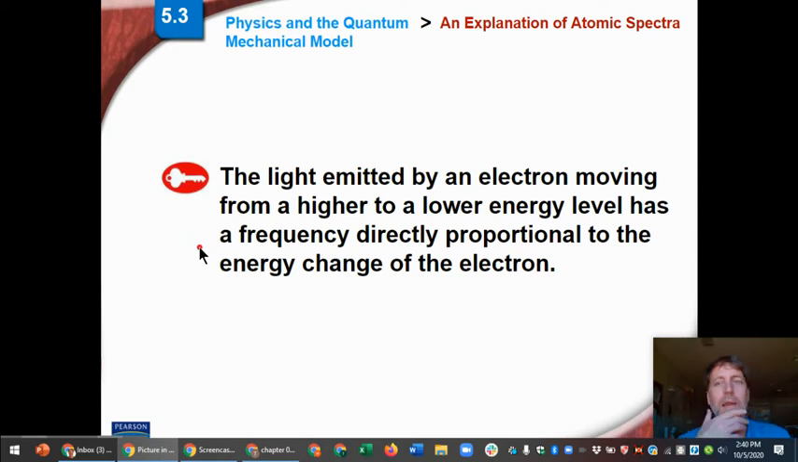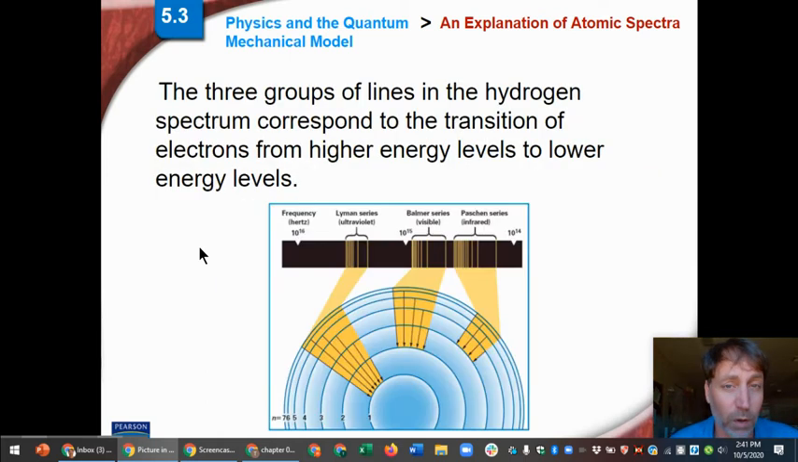So the light emitted by an electron moving from higher to lower, so it's excited, moves to higher, and as it releases that energy and moves back down to the lower energy level or orbital, it has a frequency proportional to the energy change. So the amount of energy that is changed from a higher state to a lower state energy level is proportional to the frequency of energy given off.